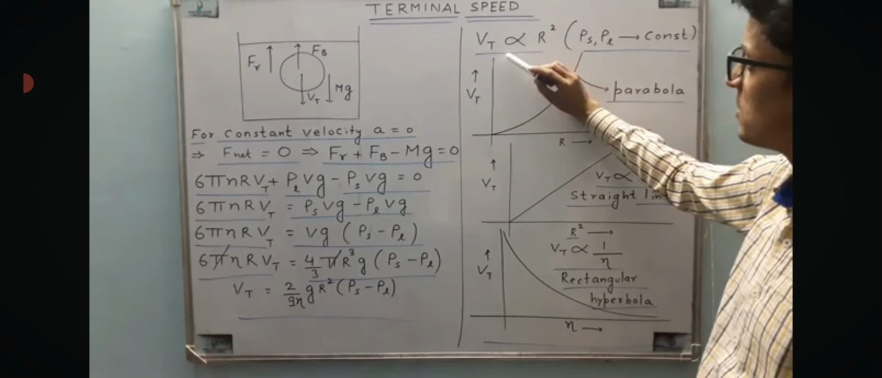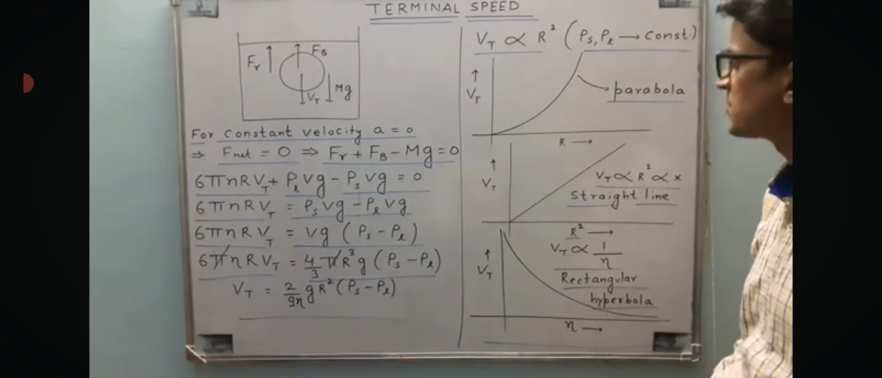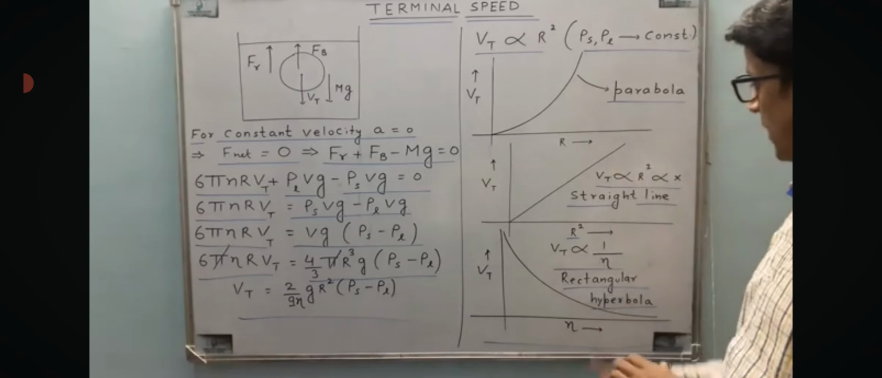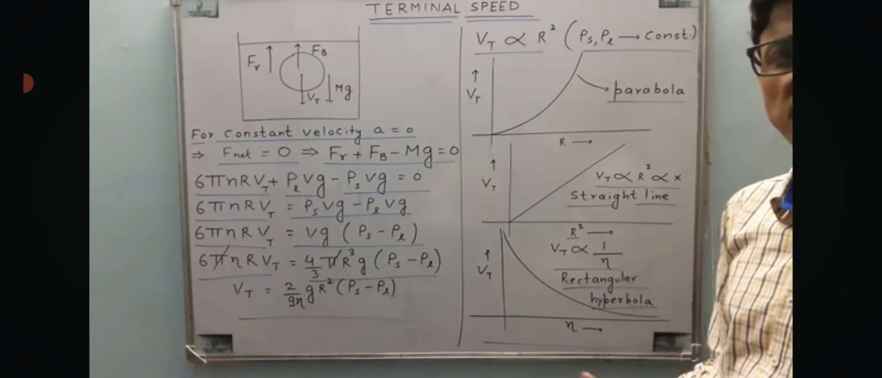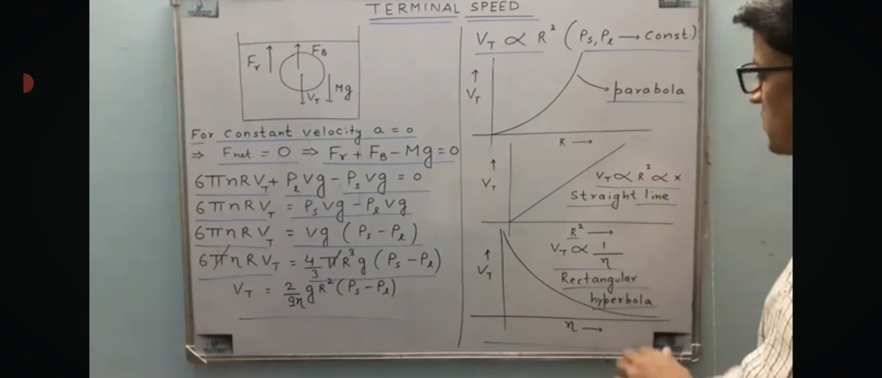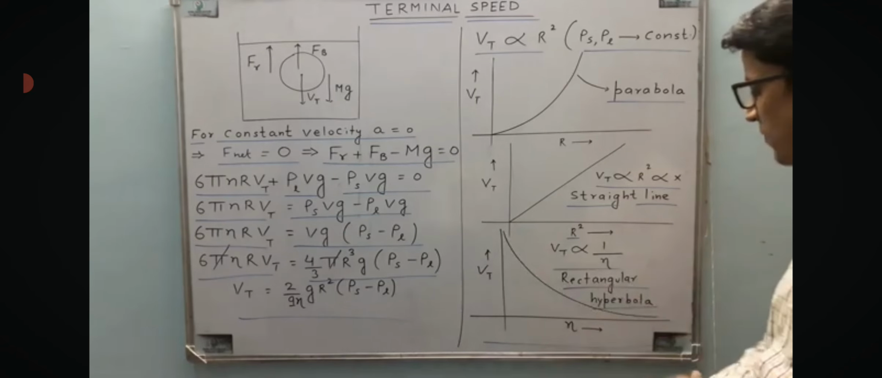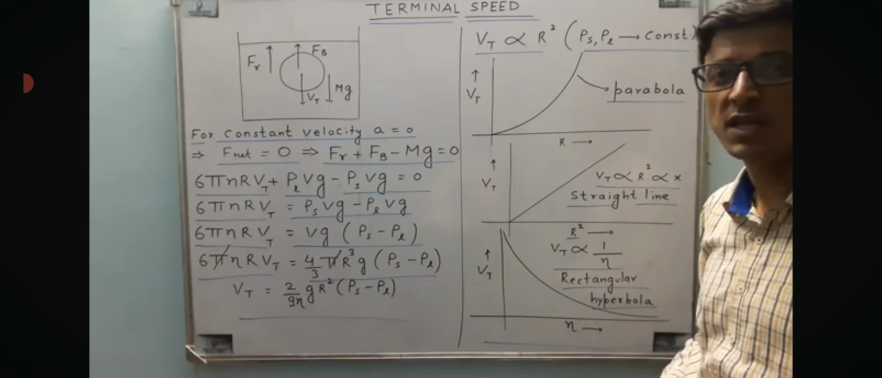The first thing is terminal speed is proportional to r square if rho solid and rho liquid are constant. So the graph will be a parabola between terminal speed and r. If we look at the graph between Vt and r square, that will be a straight line. I assume that r square is equal to x, so that will be a straight line variation. And if I draw a graph between Vt and eta, the graph would be a rectangular hyperbola. So in this way you can solve your questions quickly.